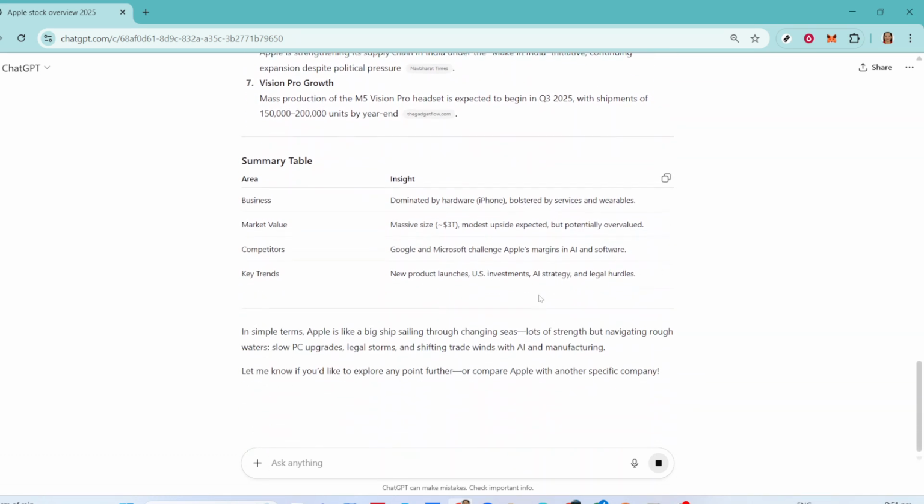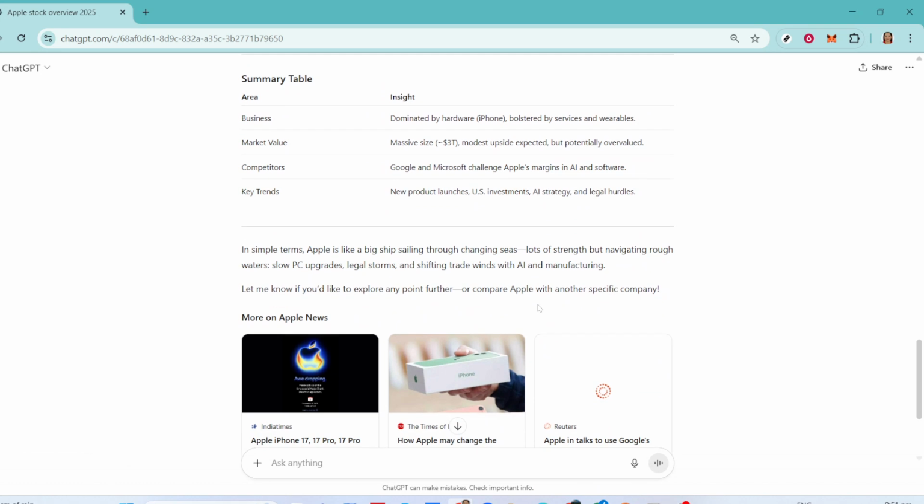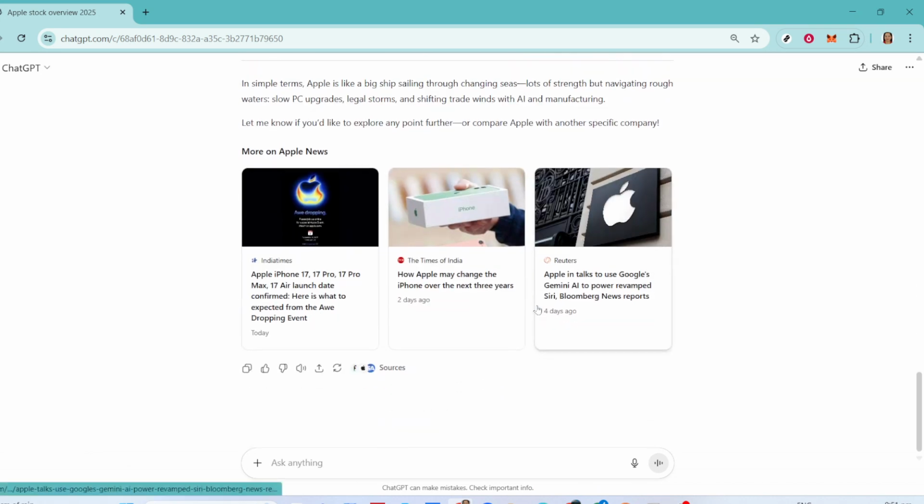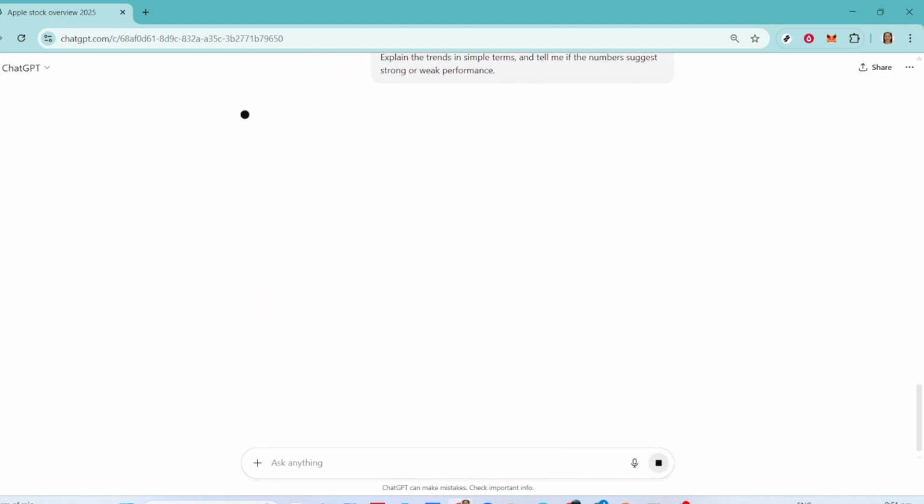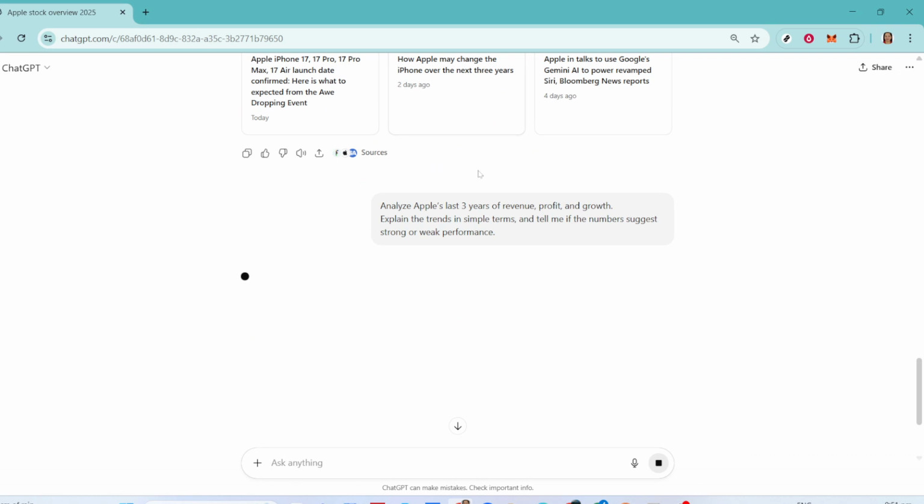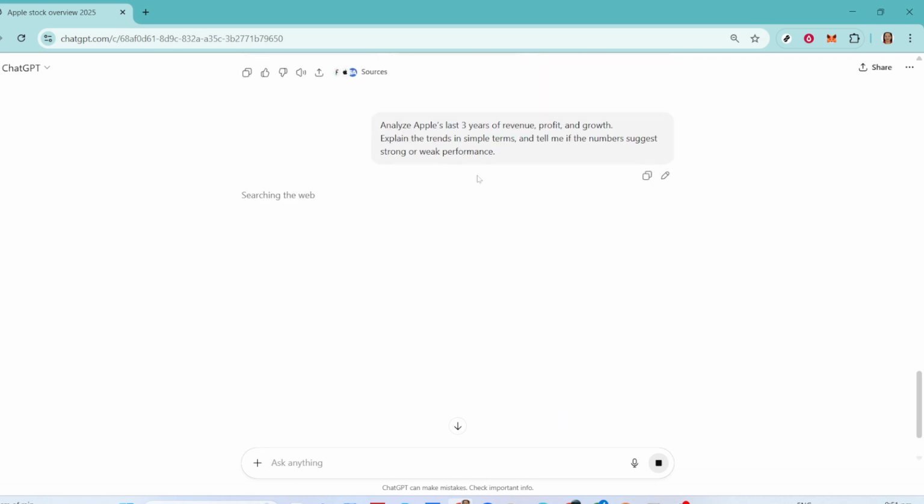After you have a general overview, it's time to delve into more specifics by analyzing Apple's financial performance over the last 3 years. You can ask ChatGPT to analyze Apple's revenue, profit, and growth in this period. The key here is to look for trends in these numbers in simple terms.